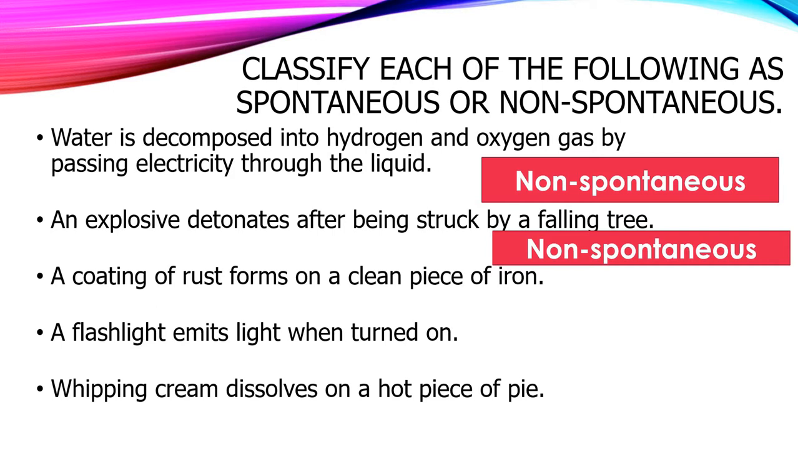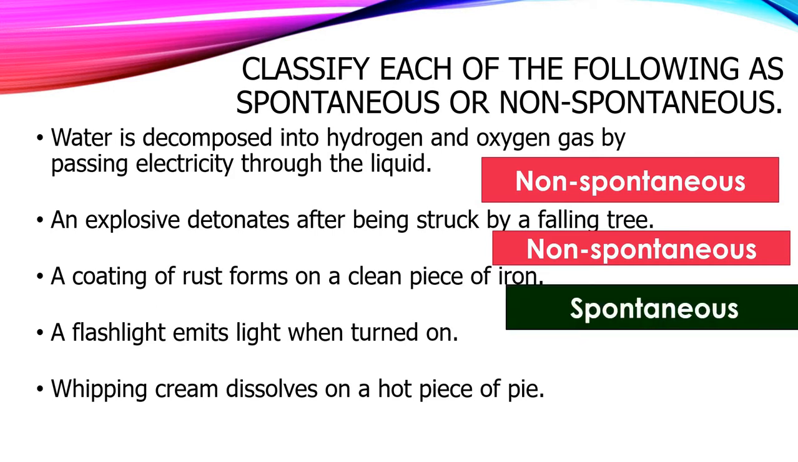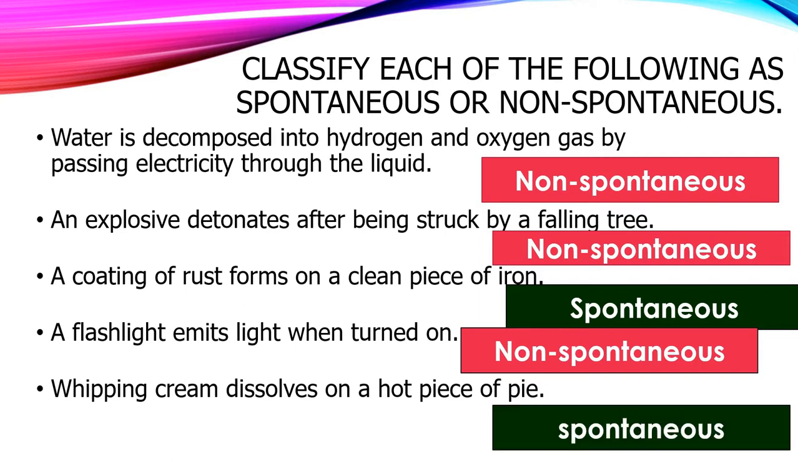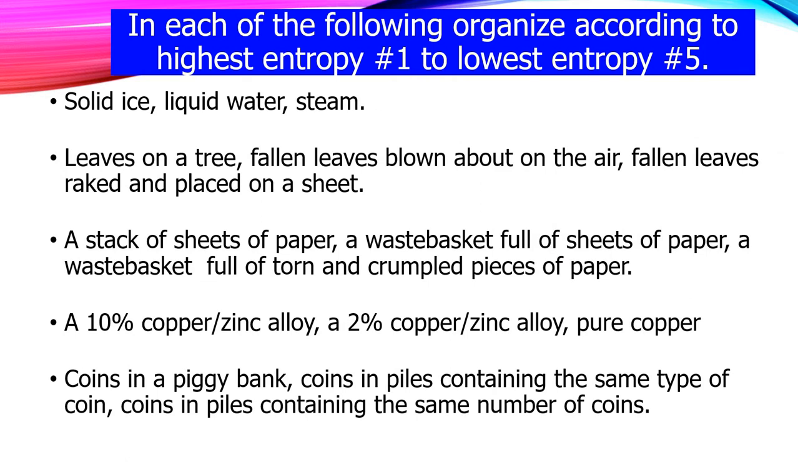A coating of rust forms on a clean piece of iron. Spontaneous, it's going to happen, if I don't do some protecting. A flashlight emits light when turned on. Good. Whipped cream dissolves on a hot piece of pie. Yeah, happens every time, right? And I didn't have to put any effort into it. So you need to be able to look at things and say if they're spontaneous or not.